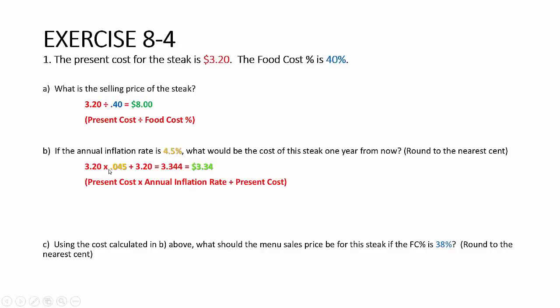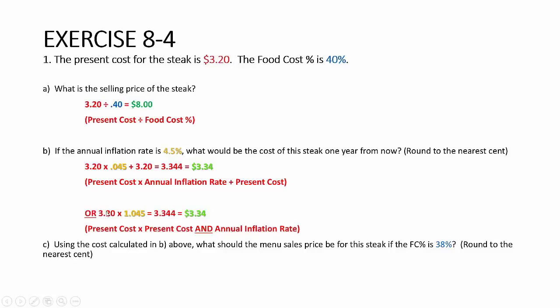There's our cost of $3.20. We multiply it by 4.5% and add it back to the $3.20 to give us a new cost of $3.34. You can see that we've gone from $3.20 to $3.34. That's the difference in inflation rate.